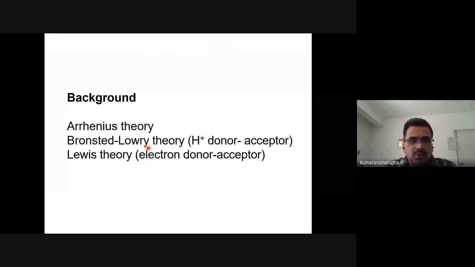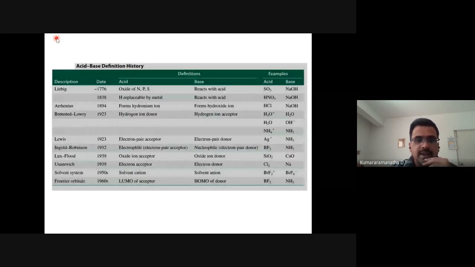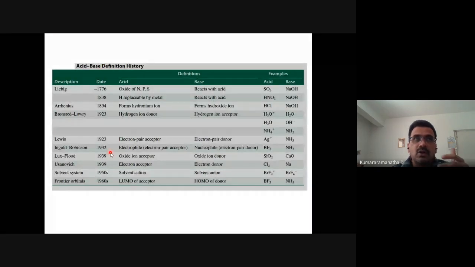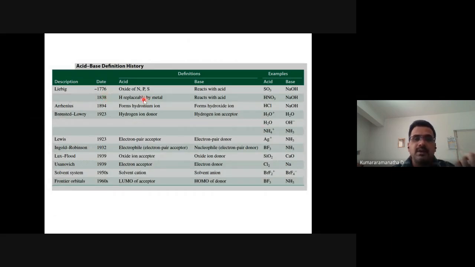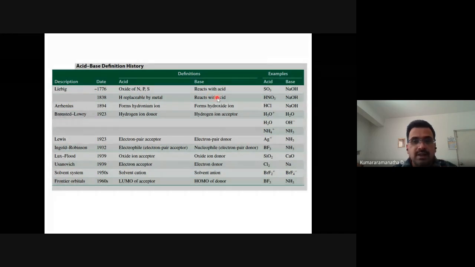Probably you must have read all these things in any case. Acid-base theory is not very young. It started all the way back in 1776, where people referred to acids as oxides of nitrogen, phosphorus, or sulfur, and bases are the ones which react with acids. Arrhenius theory talks about hydronium ion formation, like H plus and water reacting to give H3O plus, and a base is one which forms hydroxide ion.